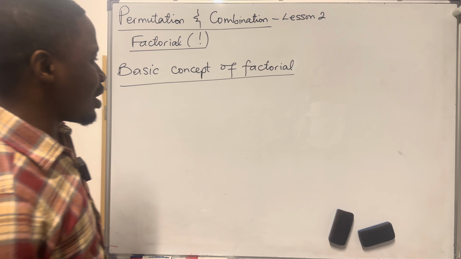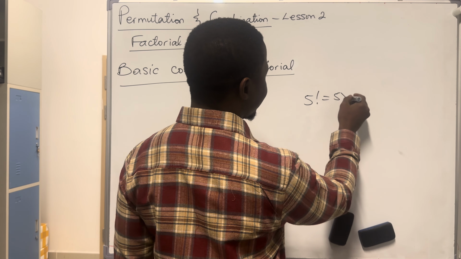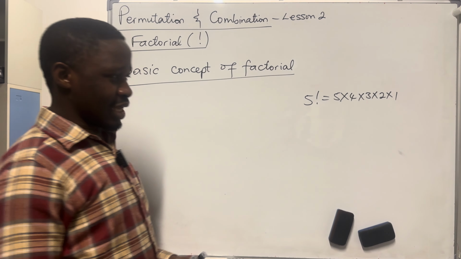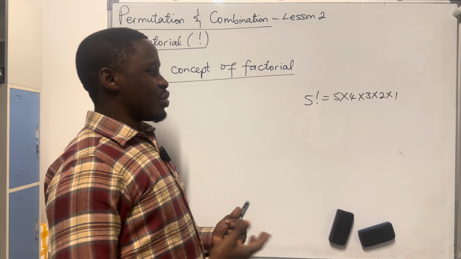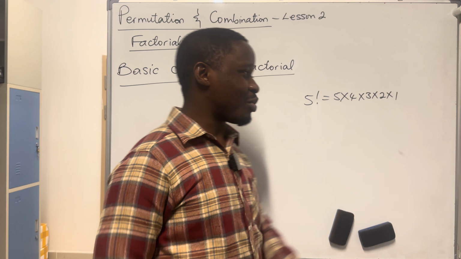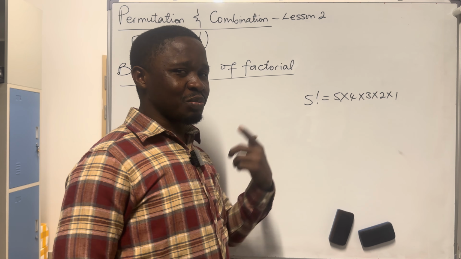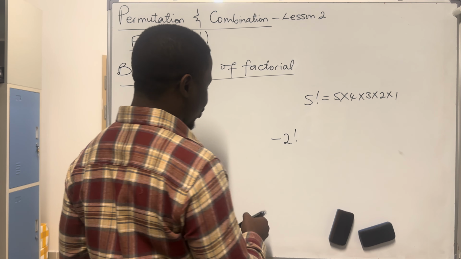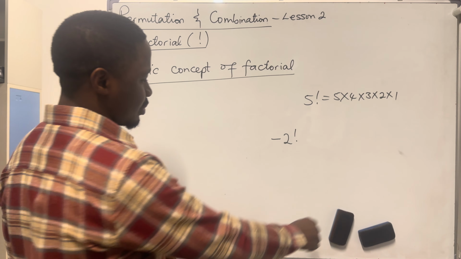In the first class, I only made mention that if you have 5 factorial, it is 5 times 4 times 3 times 2 times 1. Two things you do. One, successive multiplication. You don't go higher, you go backwardly until you get to 1. The second point is that the factorial number is always positive. We don't have anything like negative 2 factorial. No, no, no. The factorial number is always positive. Do not forget that.